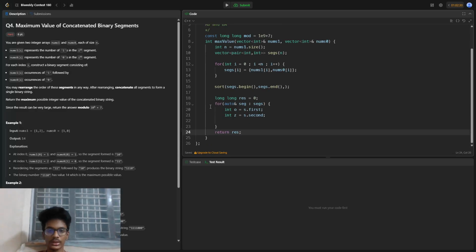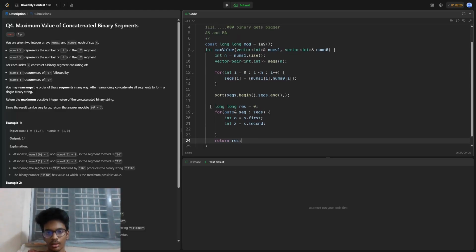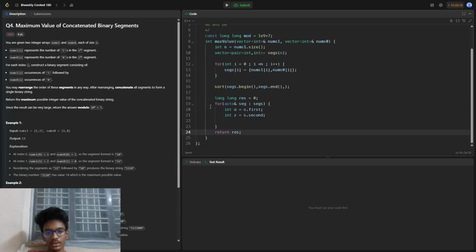Return result. This is the basic template idea. Okay, it's still an implementation question. We just need to figure out some sort of logic for this. What did you do? You just took the pairs, structured them, sorted them, then iterated over them. Then we'll compute a few things which we'll look at later.